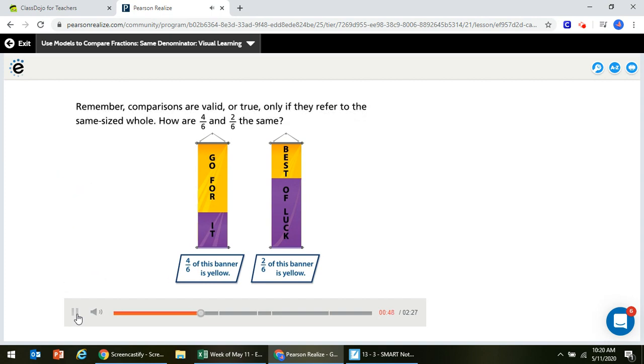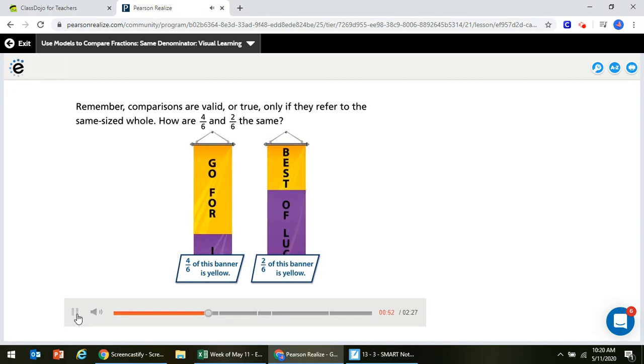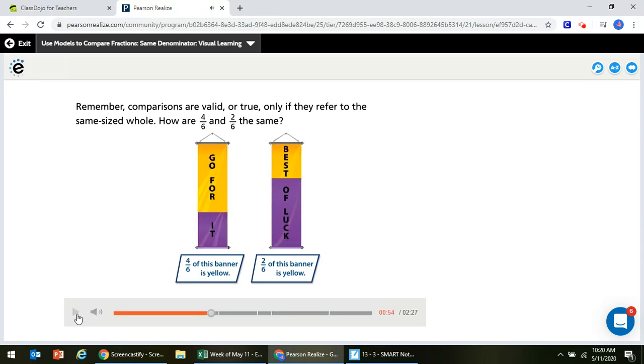Remember, comparisons are valid or true only if they refer to the same sized whole. That's very important to remember, that you can only compare fractions if they refer to the same size whole, meaning take a look at the banner. They are the exact same size. Now the colors, the proportions might be different. This is showing 4/6 yellow and only 2/6 yellow, but the banner itself is the same size.